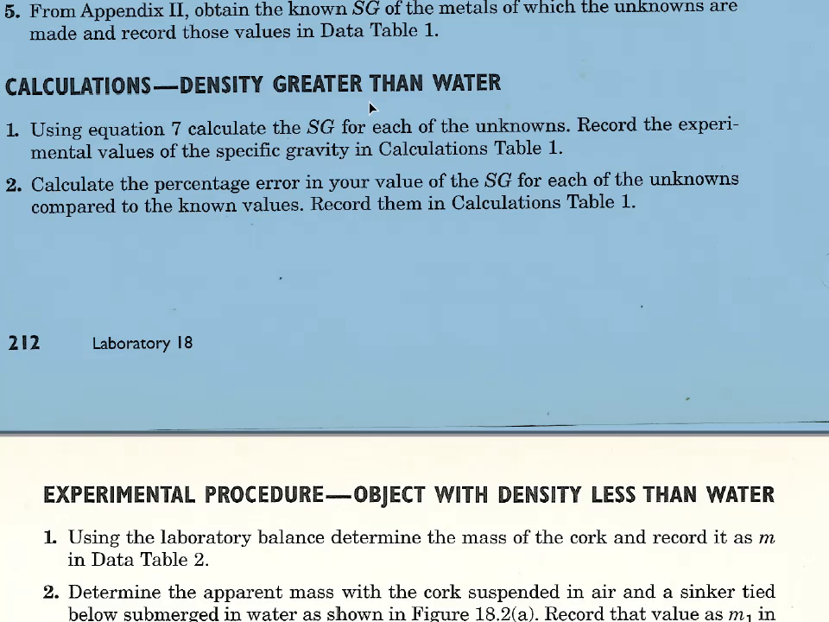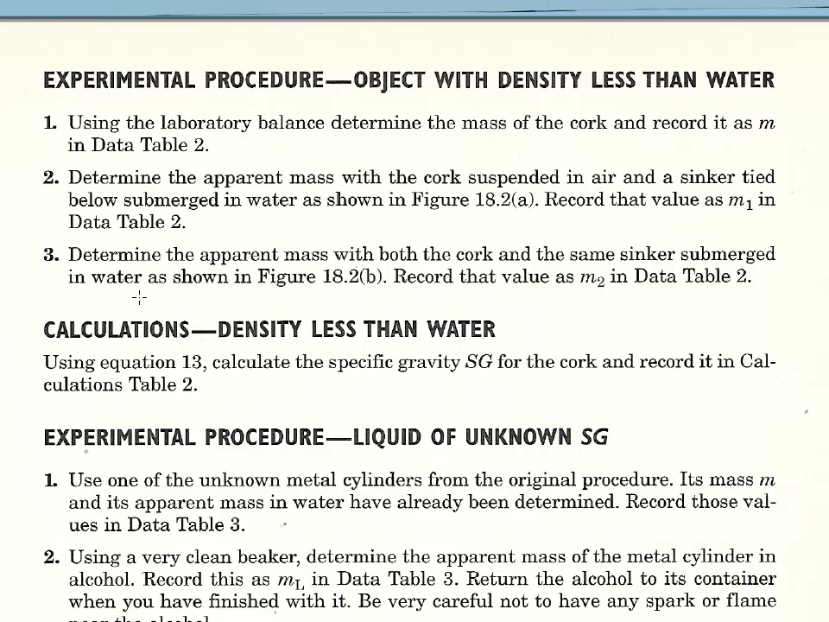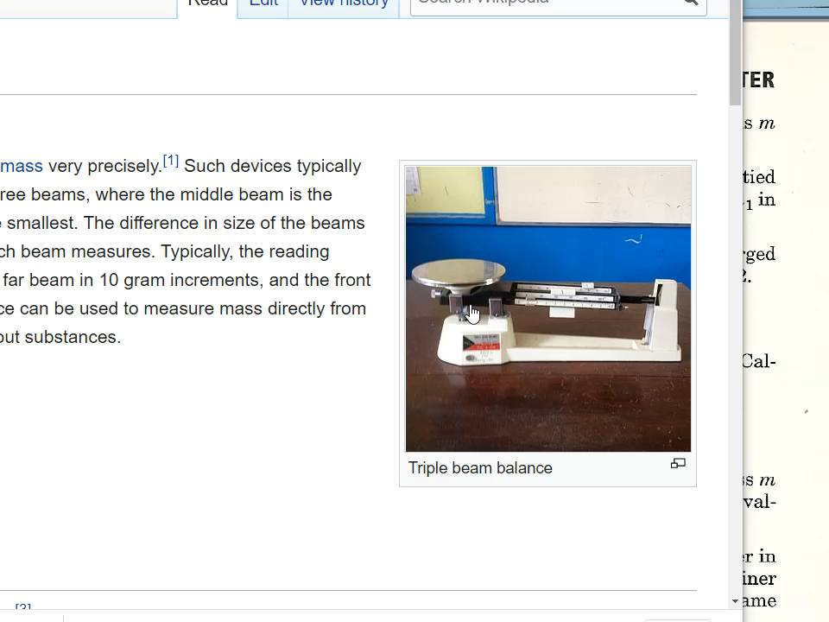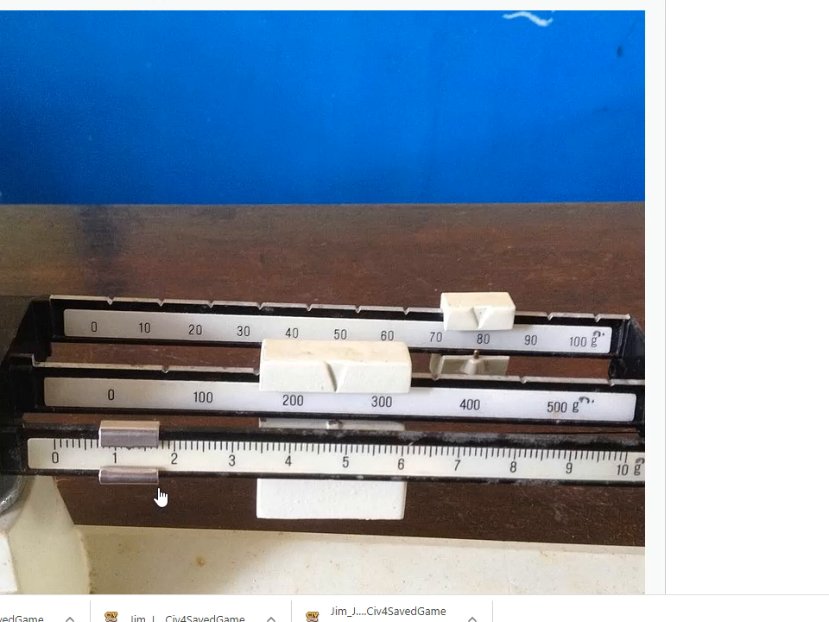Calculations. I'm going to skip the calculations. I want you guys to do that part for yourselves. But for part 2, experimental procedure, object with density less than water, we're going to start by using the laboratory balance to determine the mass of the cork and record it as M in data table 2. So for that situation, you would put the cork on top of the scale and then read these numbers.